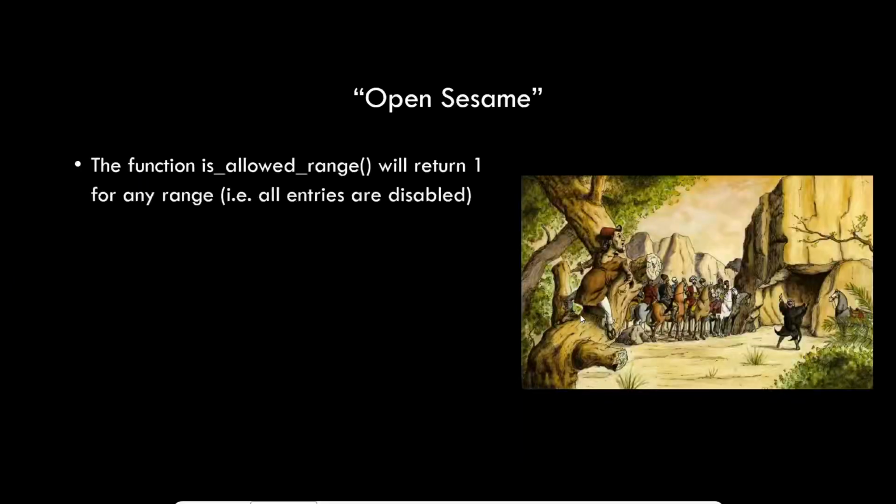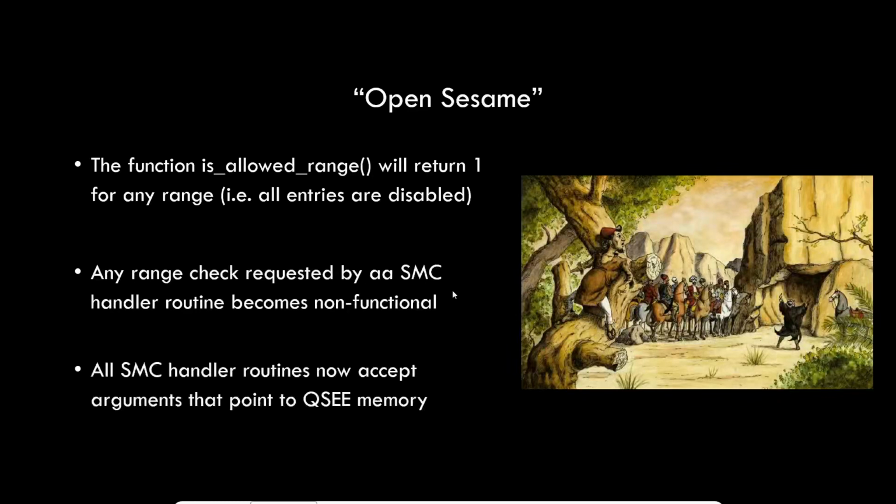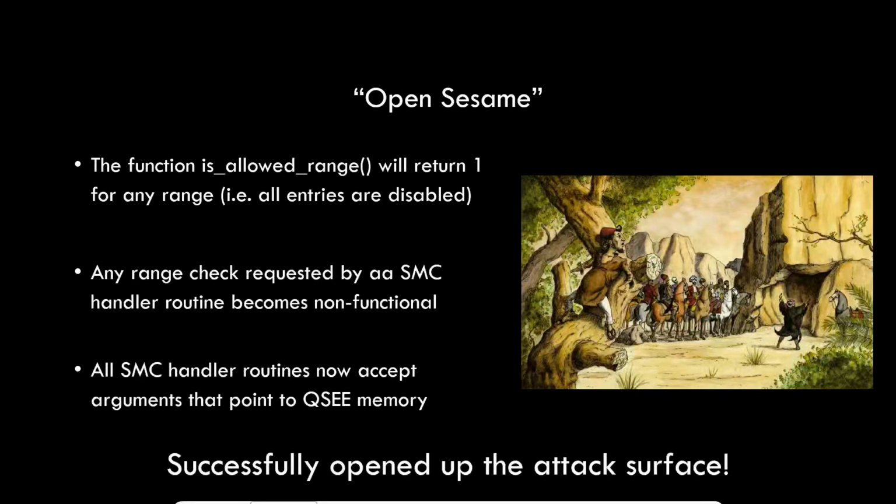So this becomes pretty easy. The function is-allowed-range now will rely on tables which have been modified. The ranges have been disabled, and the function will return 1 for any range. So all the checks that function performs are basically bypassed. Any range check requested by an SMC handler routine becomes basically non-functional. All the SMC handler routines accept arguments that point to QSEE memory. We basically opened this attack surface.